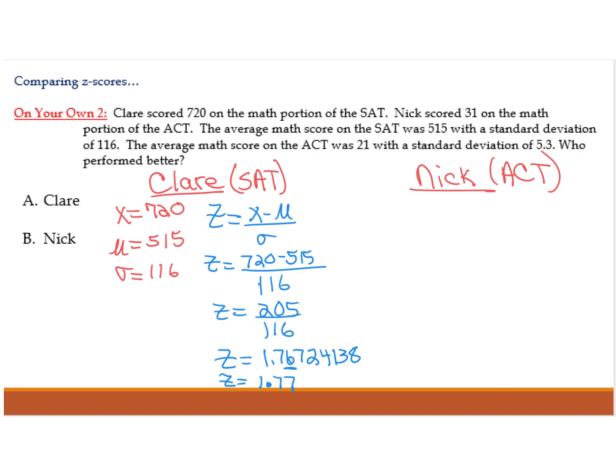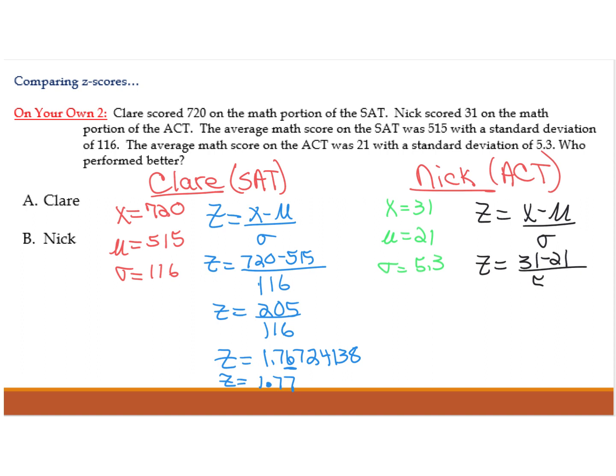Now, I'm going to do exactly the same thing for Nick. I'm going to take this information. I know Nick scored 31. I know the mean on the ACT was 21. And I know the standard deviation was 5.3. So I am now going to plug that into my z-score formula. And I'm going to get z is equal to x minus the mean divided by 5.3. That's going to be 10 divided by 5.3.